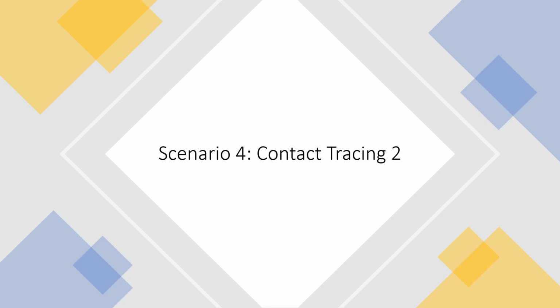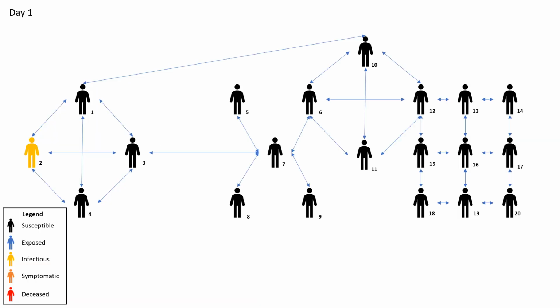So let's look at a slightly different version of contact tracing. We'll call this contact tracing 2. Now in this scenario, everything plays out as it had before. However, on day 3, patient 2 does not contact their doctor. This family doesn't have health insurance, and they don't want to bother with having to pay out of pocket. So that really prevents this family from going and seeking medical care.